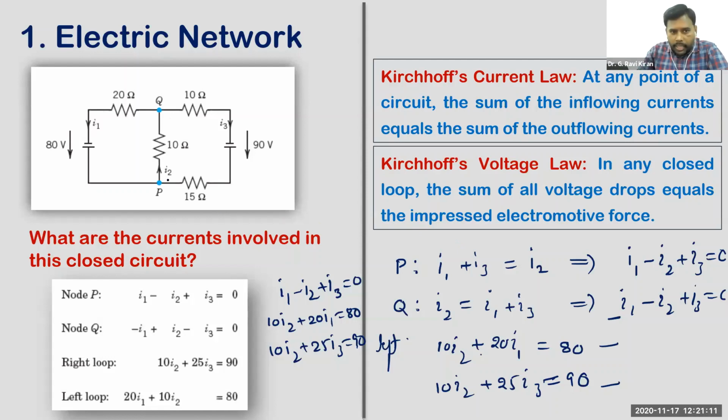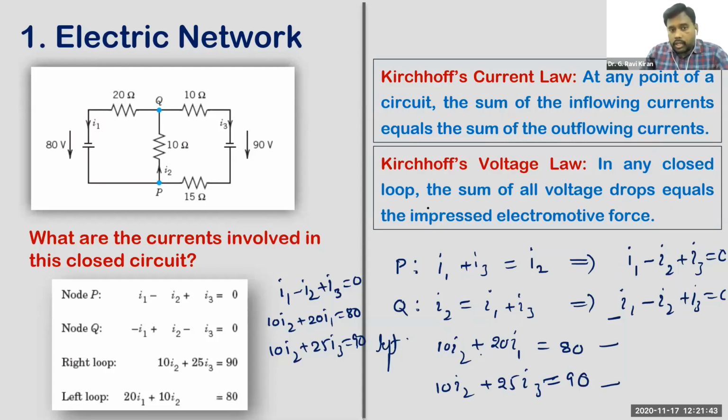You see, at P, I2 is moving away from it. That's why I took I2 on the right hand side. And there are two other currents, I1 and I3, both moving towards P. So the net current moving towards P is I1 plus I3, and the current moving out of P is I2. So I've equated them by using Kirchhoff's current law. And I have done the same thing for Q also. The net current moving in is equal to the net current moving out. That's how I got one equation. In fact, these two are the same here.